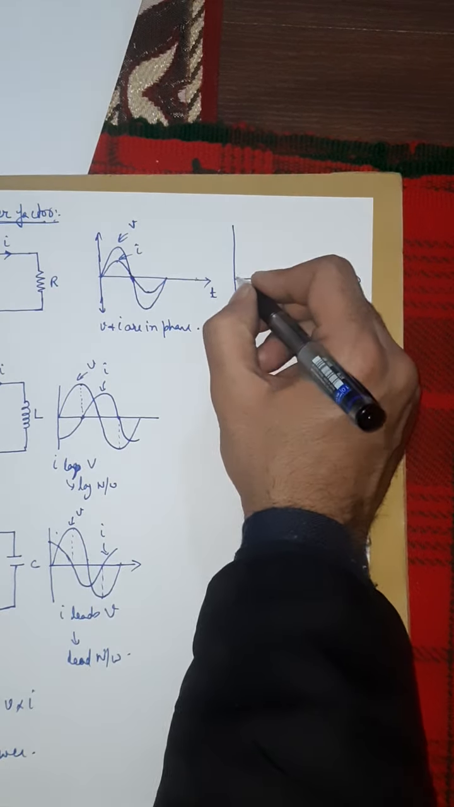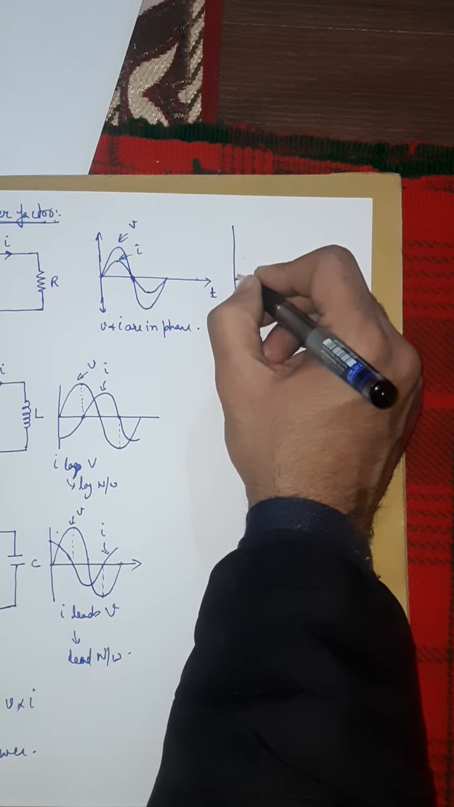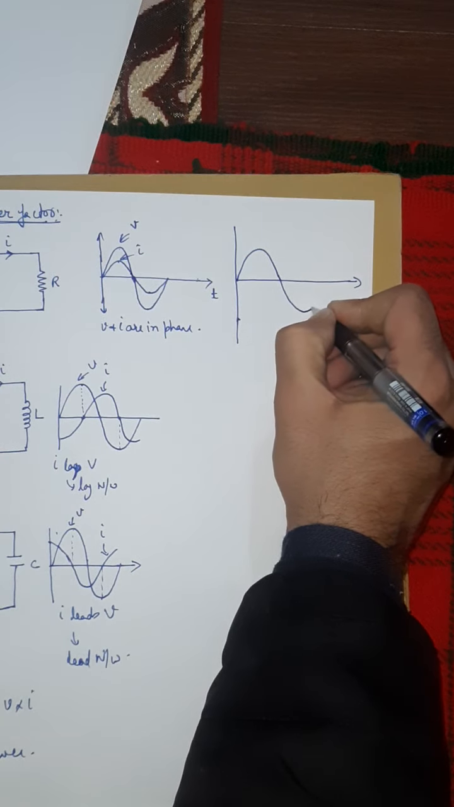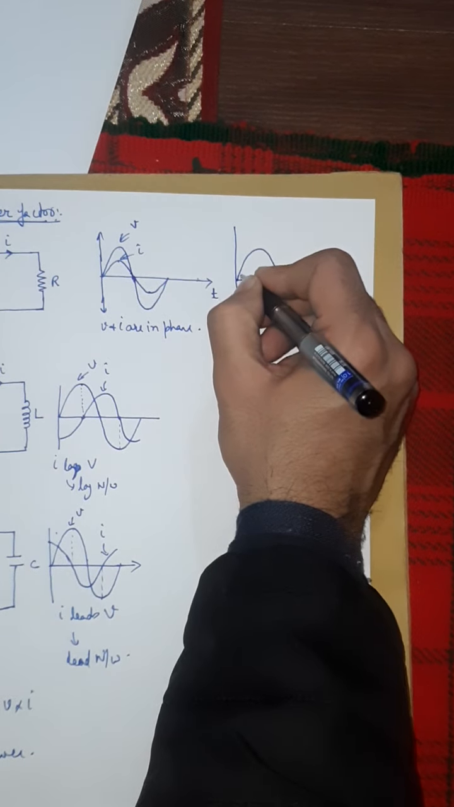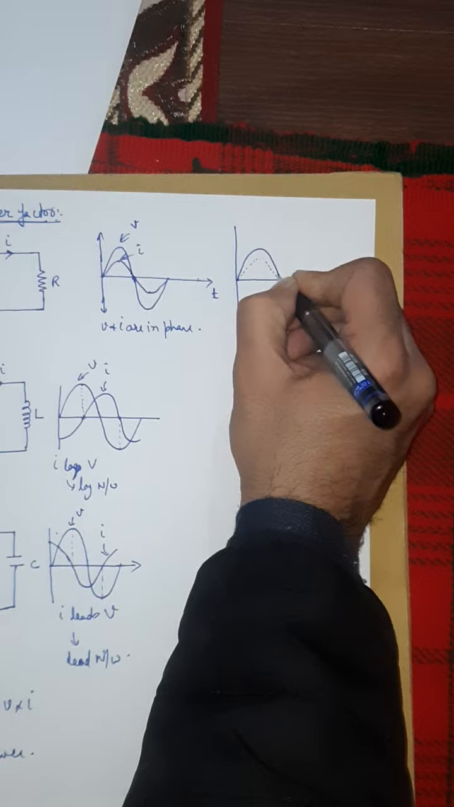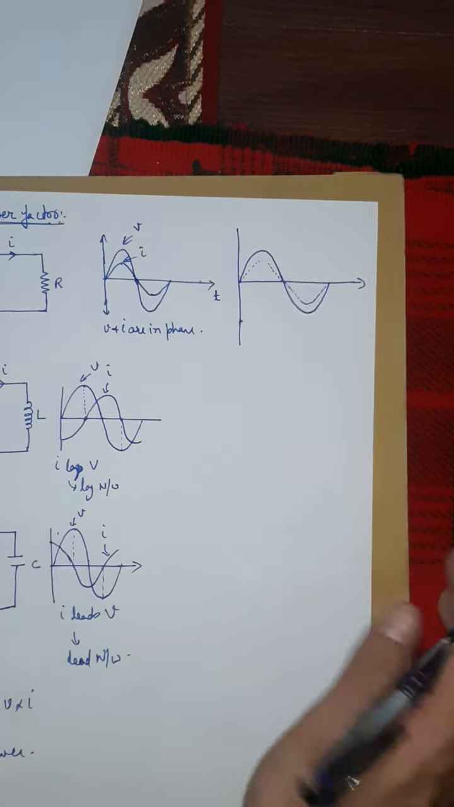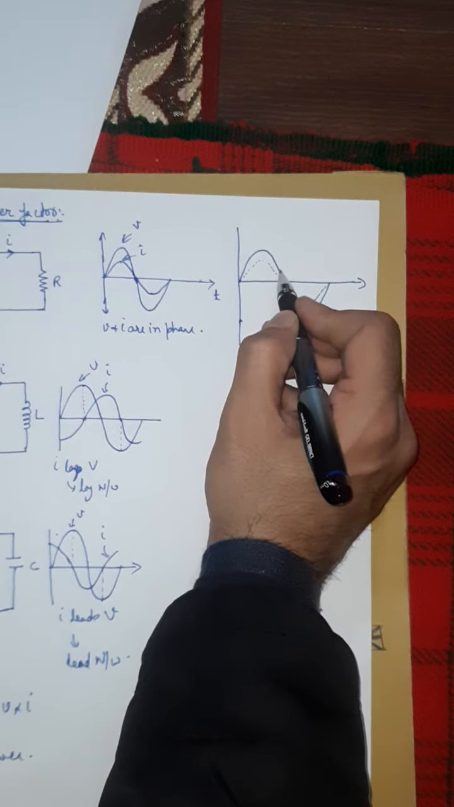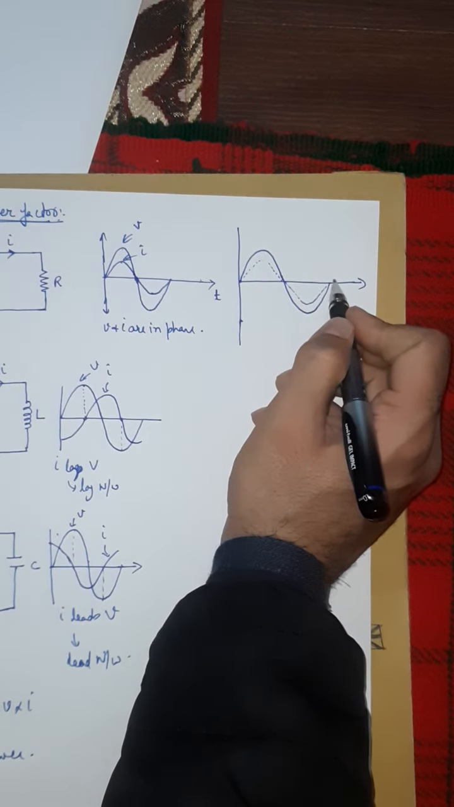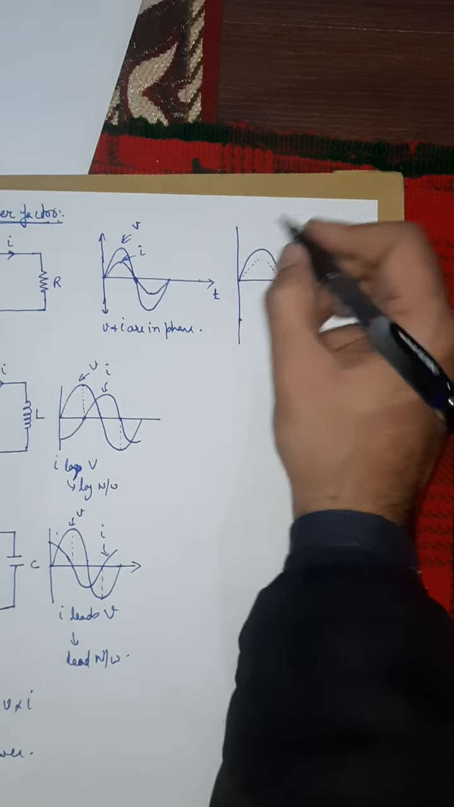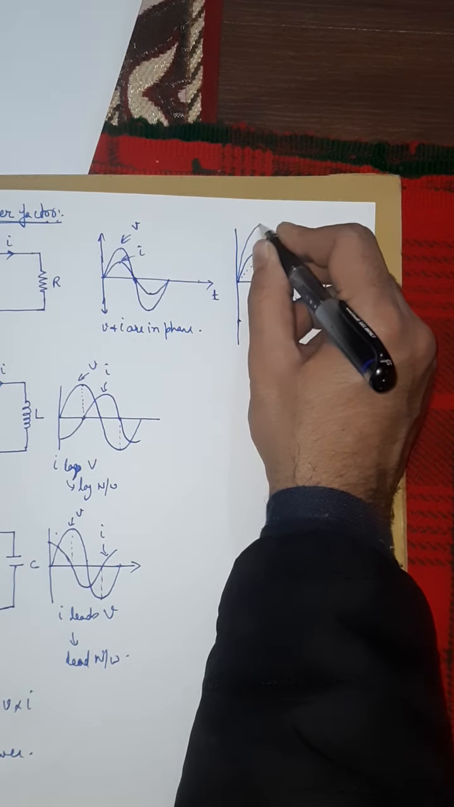Okay, so let me draw this waveform again. This is my voltage, and this is my current. I will draw the current in a dotted form. When voltage is positive, current is in the dotted form and voltage is in the solid form. So when voltage and current both are positive, power will be positive, because power is nothing but V into I. It will be like this.